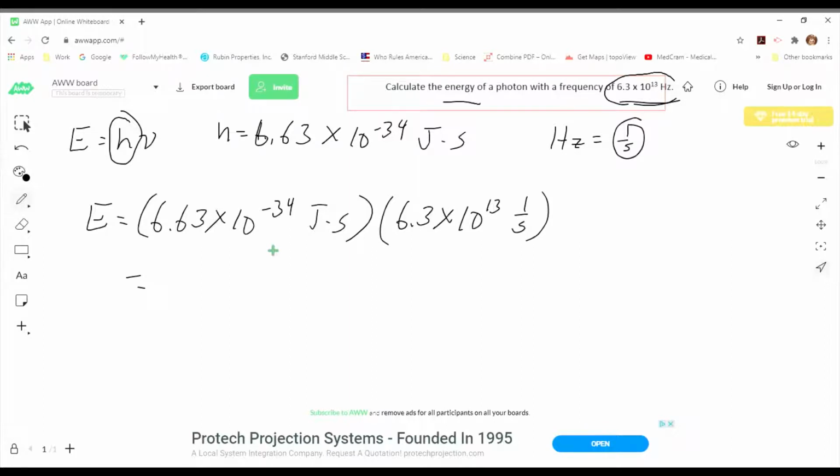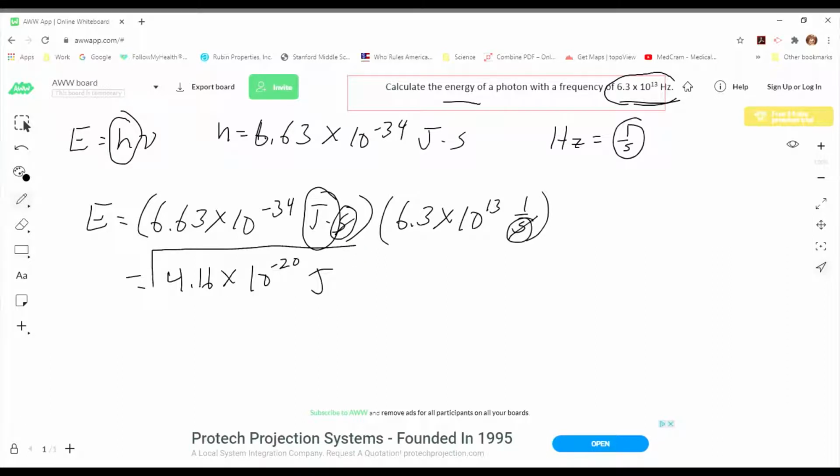Multiplying 6.63 times 10 to the negative 34th by 6.3 times 10 to the 13th gives you 4.16 times 10 to the minus 20th. I did that on my calculator. You'll notice that the seconds here cancel out with the seconds in the denominator here, and the only units left are the joules. So we're left with joules.